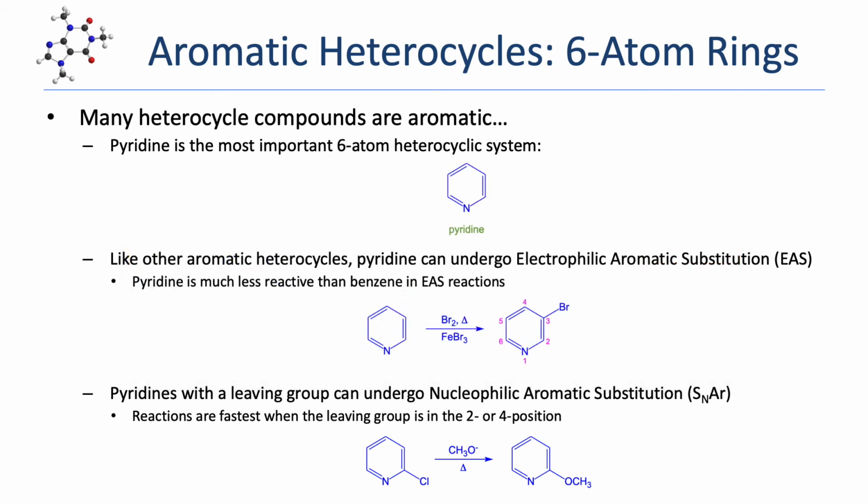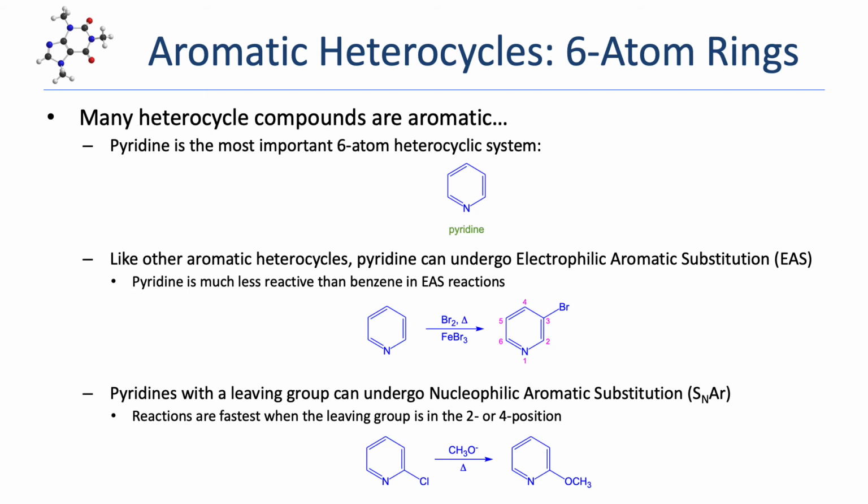Pyridine is considerably less reactive than benzene in an EAS reaction, and often requires more vigorous conditions. This is in part due to the electronegativity of the nitrogen atom in pyridine, which pulls in electron density, making it less available for nucleophilic attack.